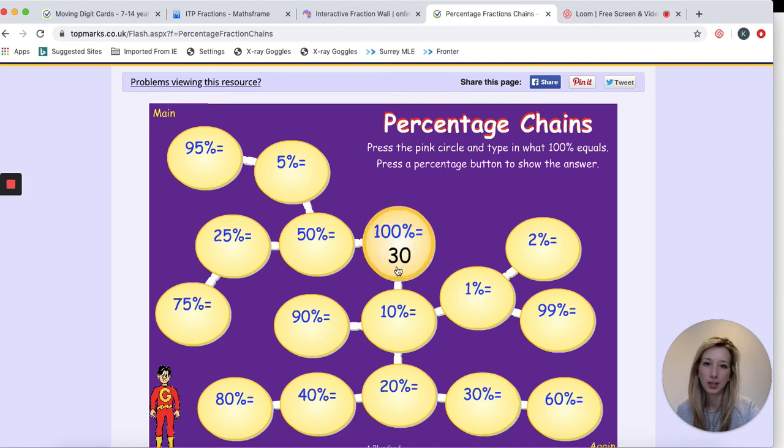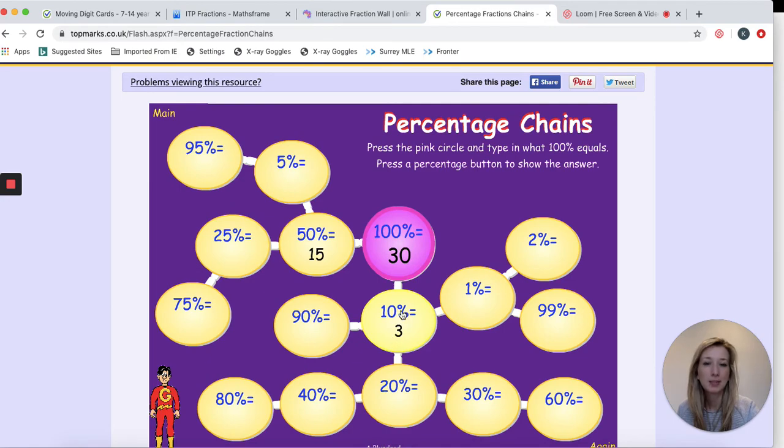So 30, then you should find 50%. 50% of 30 is equivalent to a half, so my answer would be 15. And then 10% is a really good way to start as well, and 1% because you can build up all the other fractions like that are trickier, like 2% or 99%. So 10% is the equivalent to finding 1/10. So what's my calculation? 30 divided by 10, which is 3.